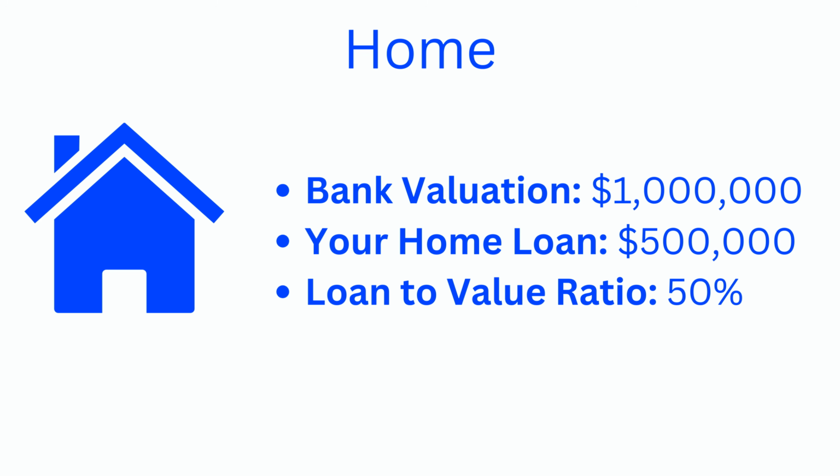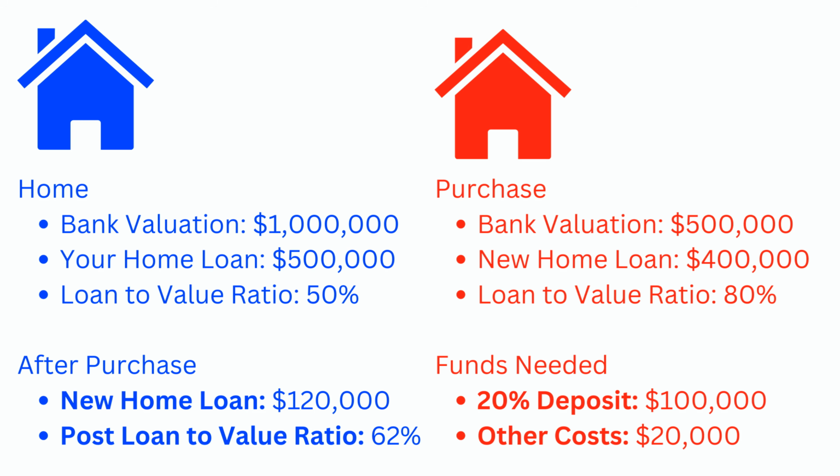Next, let's quickly calculate the equity you have in your current home. Looking at our example, you can see that we have a loan-to-value ratio of 50% and have access to a huge amount of equity. Now, using the equity available in your home, you could purchase another property without a deposit and fund all the associated expenses.